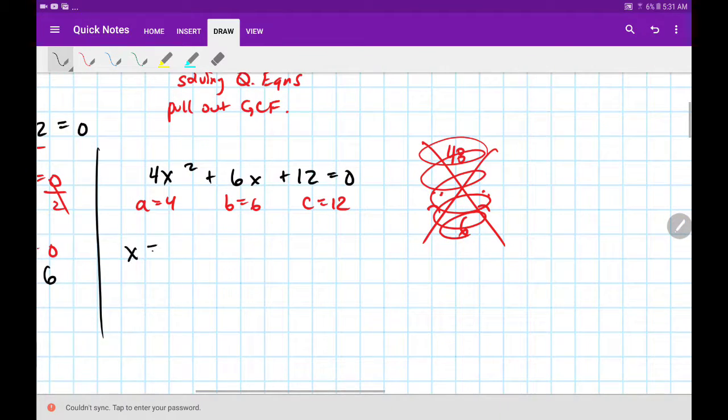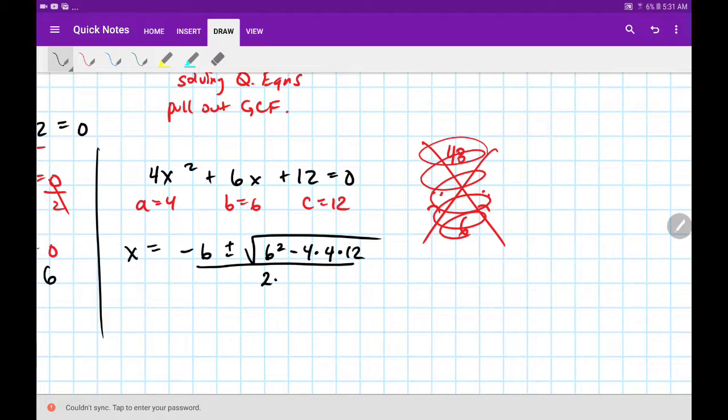So I've got x equals negative b, which is negative 6, plus or minus b squared minus 4 times a, which is 4, times c, which is 12, all over 2 times 4. You can't forget any step from the top or the bottom. Next. Okay, we're just going to clean up this guy. Anything we can, we'll rewrite the bottom as well.